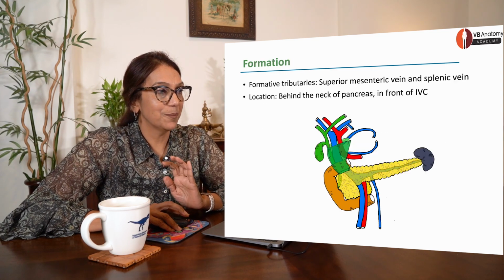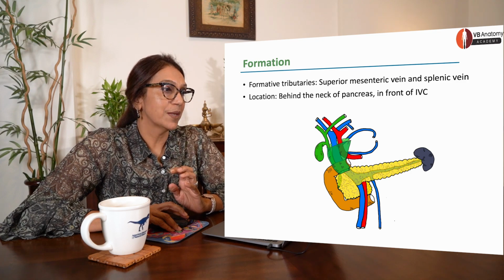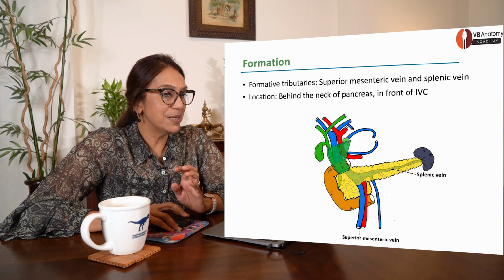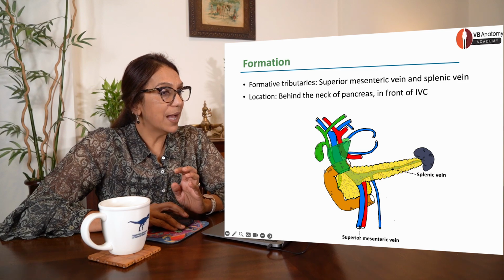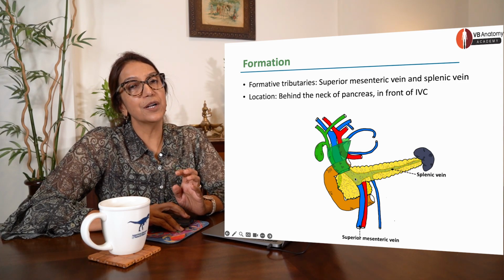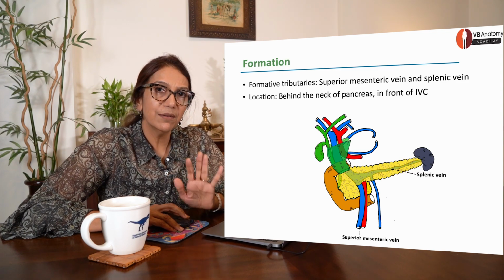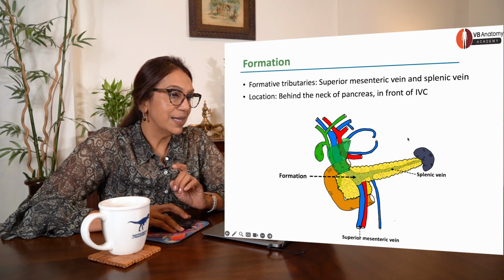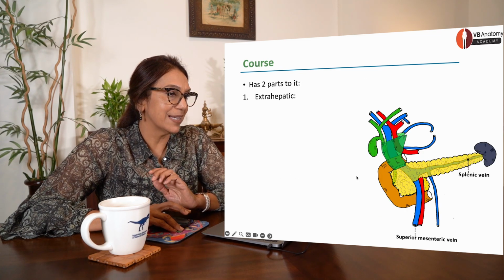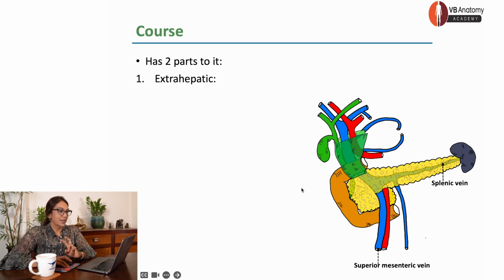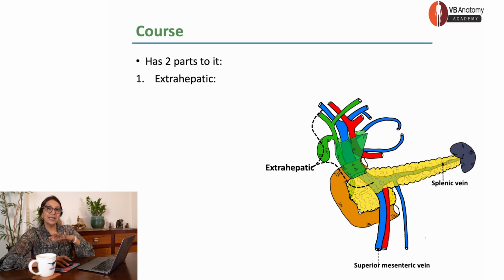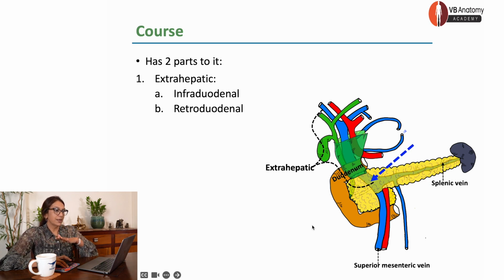That's your portal vein. Let's learn a little bit more about it. It is formed by union of superior mesenteric vein and the splenic vein behind the neck of pancreas in front of inferior vena cava. Wait, you will understand it. Here is the formation behind the neck of pancreas. It has got two parts to it. An extrahepatic part which lies outside the liver and an intrahepatic part which lies within the liver. The extrahepatic part, as you can see, is divided by the duodenum into infraduodenal, retroduodenal and supraduodenal parts.